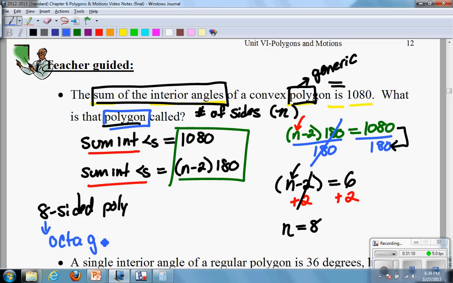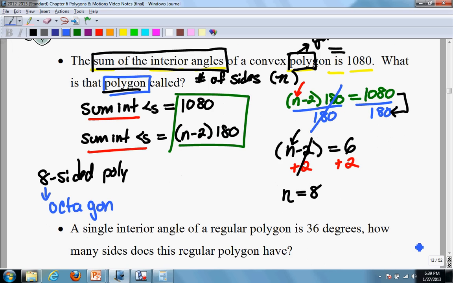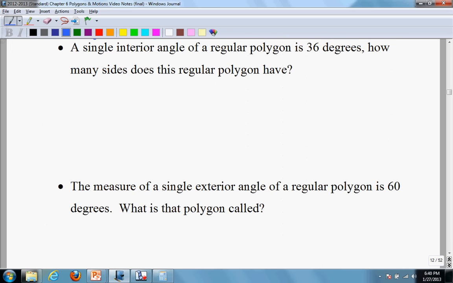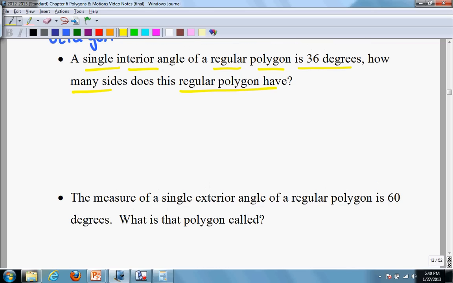Let's try another one. It says, again, underline, a single interior angle of a regular polygon is 36 degrees. How many sides does this regular polygon have? Okay, let's decipher this. First off, it's interior. Second, it's regular, which means we have congruent sides. Is an equal sign. Emphasize that. Be really careful with that.